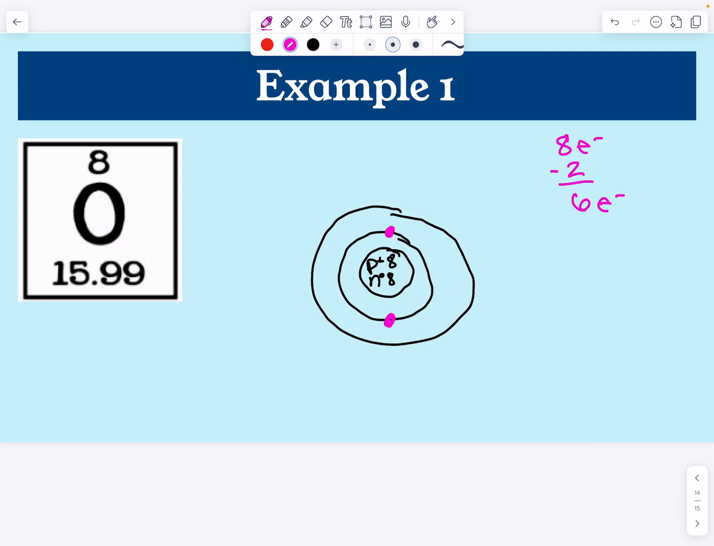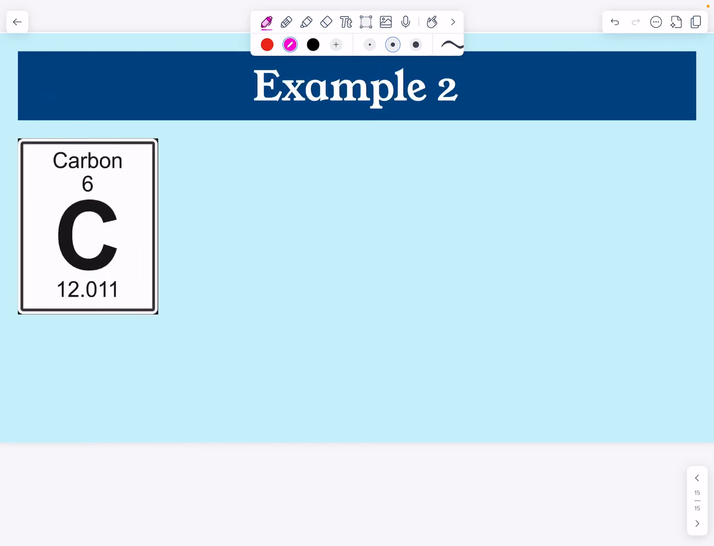If you remember, the second ring has a capacity of 8. So we're going to add these like a clock. 12, 3, 6, 9. That's only 4, so we have to keep going. 5, 6. Now we can count them up, and we have 8 electrons, so we know that our diagram is correct. Let's do another example.